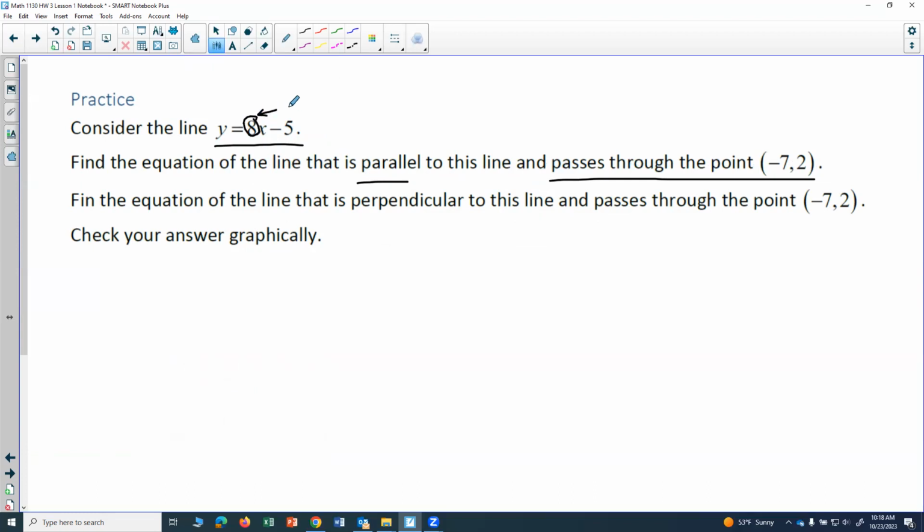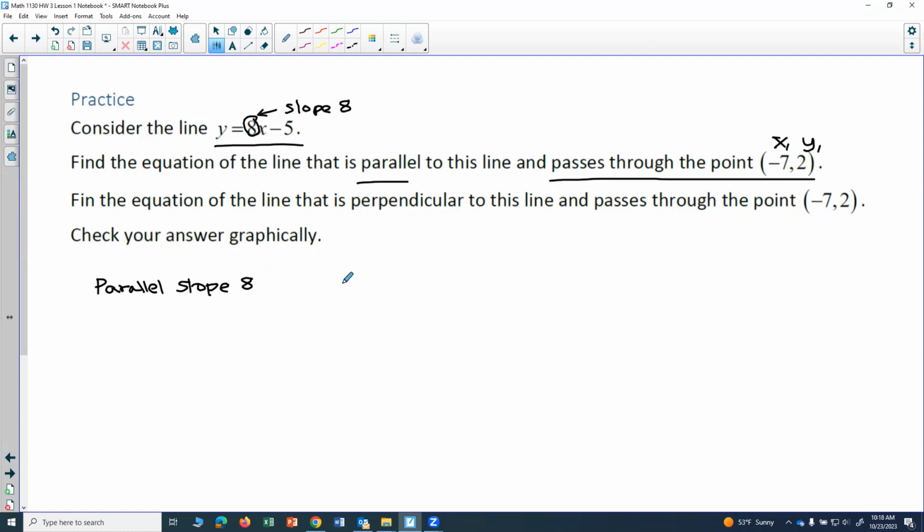So that's important to make a note of, what the slope of your original line is. So here we have a slope of 8. And so a parallel line is going to have a slope of 8. So the parallel slope is 8. Now I have a point that was given to me here. I'm going to go ahead and call this x1, y1.